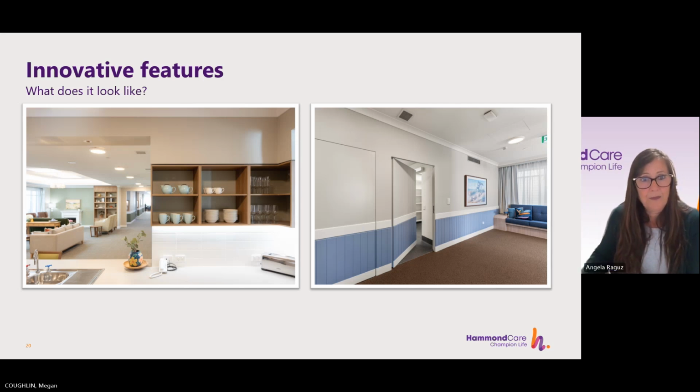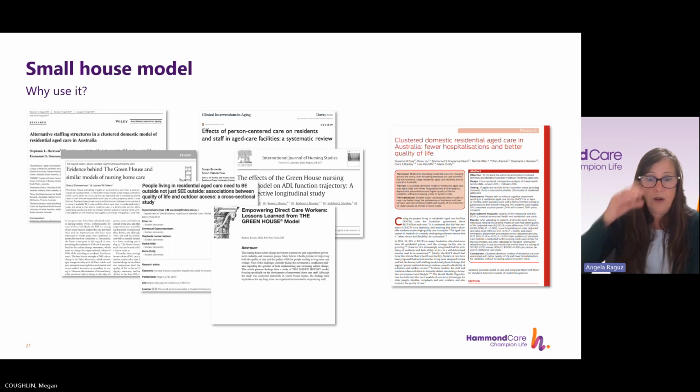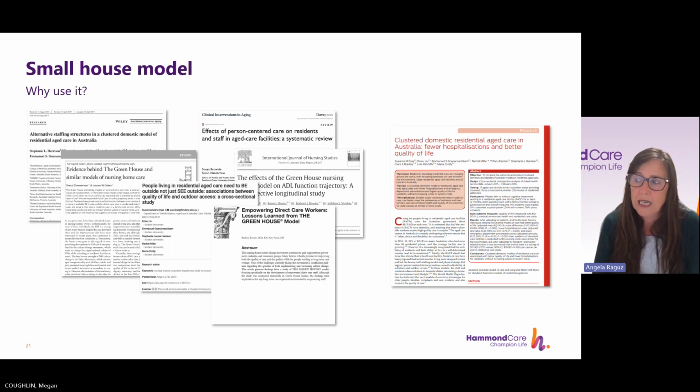Next slide. So this again is not designed for people to try and put on their glasses and read. Really all it's trying to say is that the small household model does have evidence behind it. The most recent is the Clustered and Domestic Residential Care in Australia study that was published in about 2018, 2019, around the time that the Royal Commission was going on. And what it demonstrated was that the environment is one aspect, and I think that's a really important thing to focus on with the small household model.